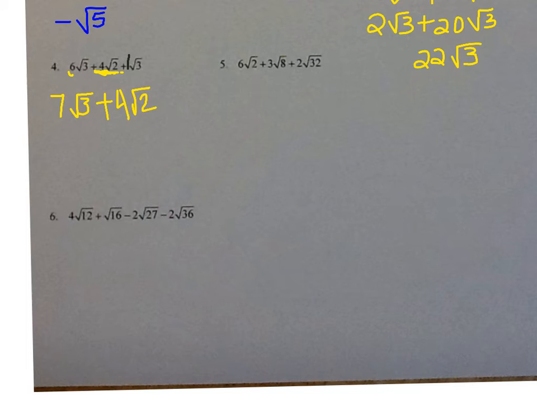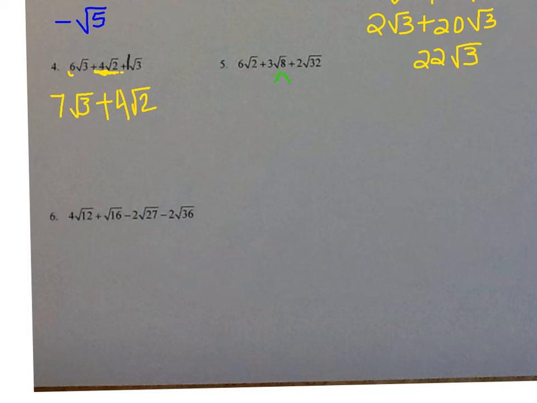Okay, so let's take a look at number 5. 6 square root of 2 plus 3 square root of 8 plus 2 square root of 32. All right, so we cannot add them like this, but I'm going to simplify. I can't simplify the square root of 2. I can simplify the square root of 8, and I could simplify the square root of 32. So let's do that now.